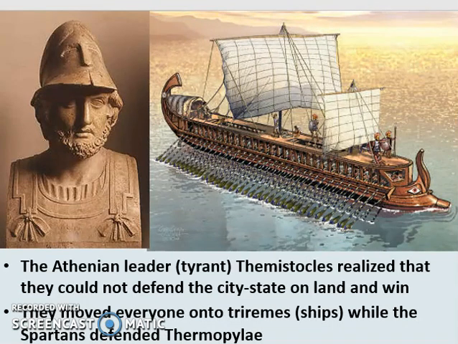The Athenian leader, a tyrant from the tyranny style of government, Themistocles, realized that they could not defend the city-state on land and win. So what they did is they moved everyone onto ships or triremes while the Spartans defended Thermopylae.